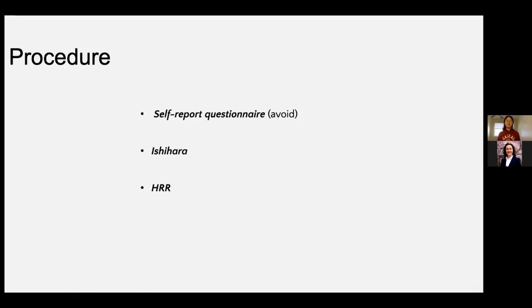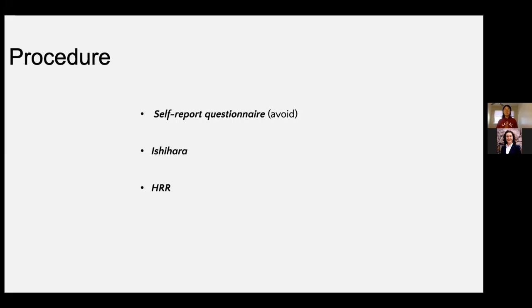And here's our procedure of doing the research. We first asked participants to do a self-report questionnaire on a computer in our lab, and then we asked them to do the Ishihara plate test and the HR plate test. Those are the objective measures that we did.